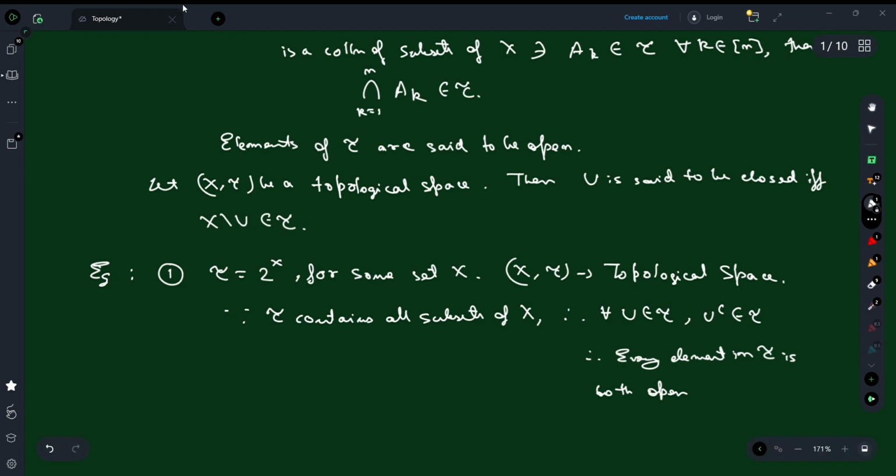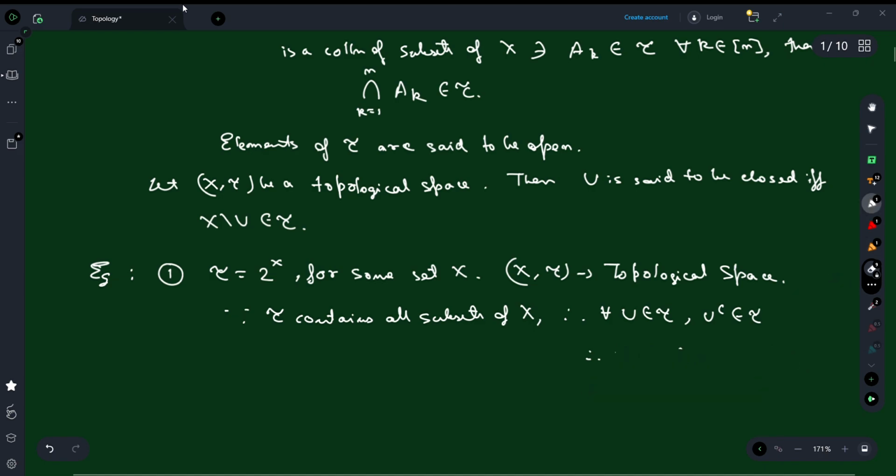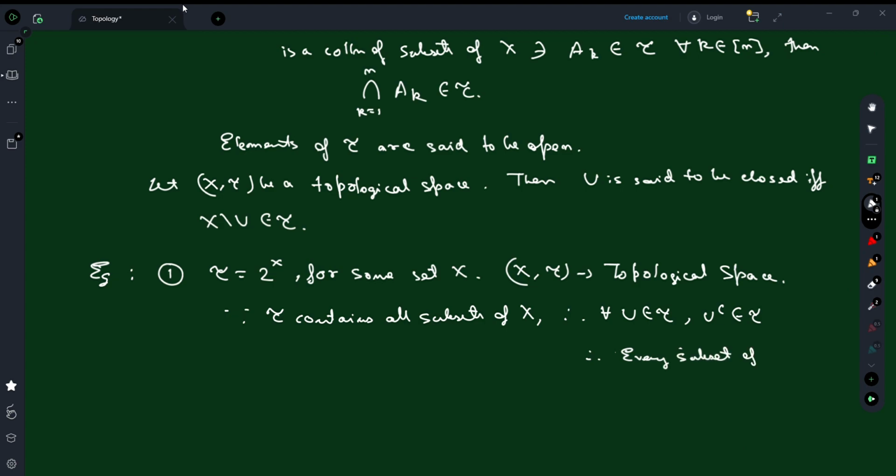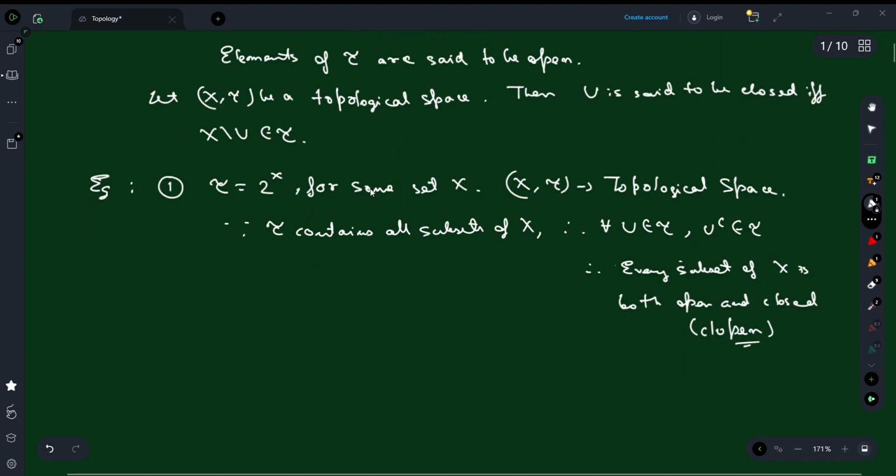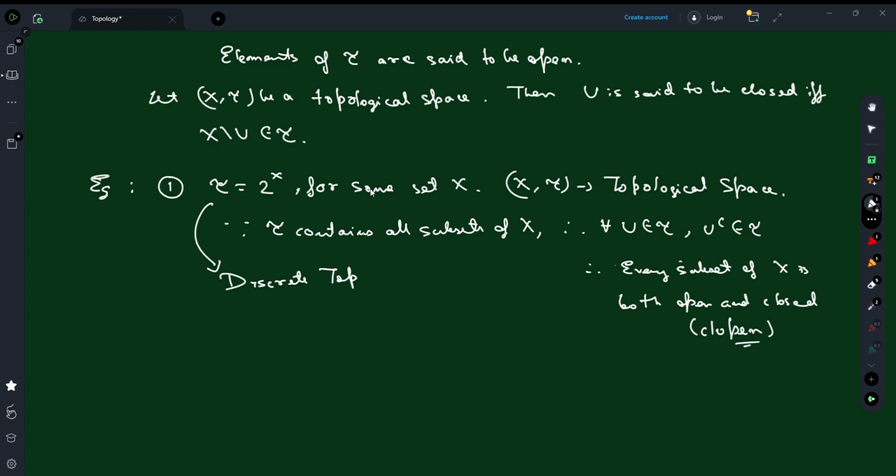Or rather, I should be more precise: every subset of X is both open and closed, because tau contains every subset of X. Such sets are often called clopen sets. This topology, where the topology is specifically the power set of X, is called the discrete topology.